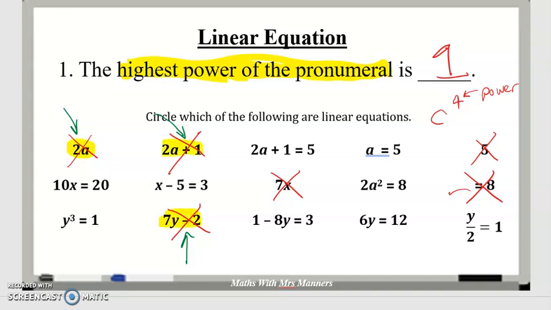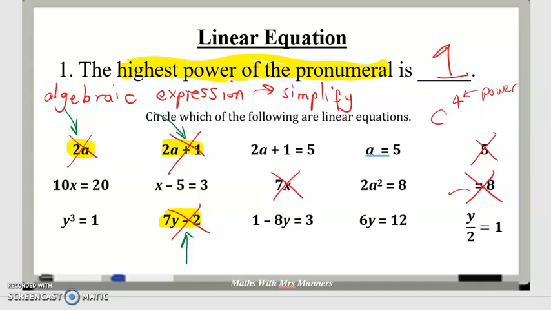They're not equations. They're actually called algebraic expressions. Algebraic expressions. And with an algebraic expression, sometimes you will be asked to simplify an algebraic expression, but you cannot solve an algebraic expression. All right, let's keep going. So now we're left with all the equations.